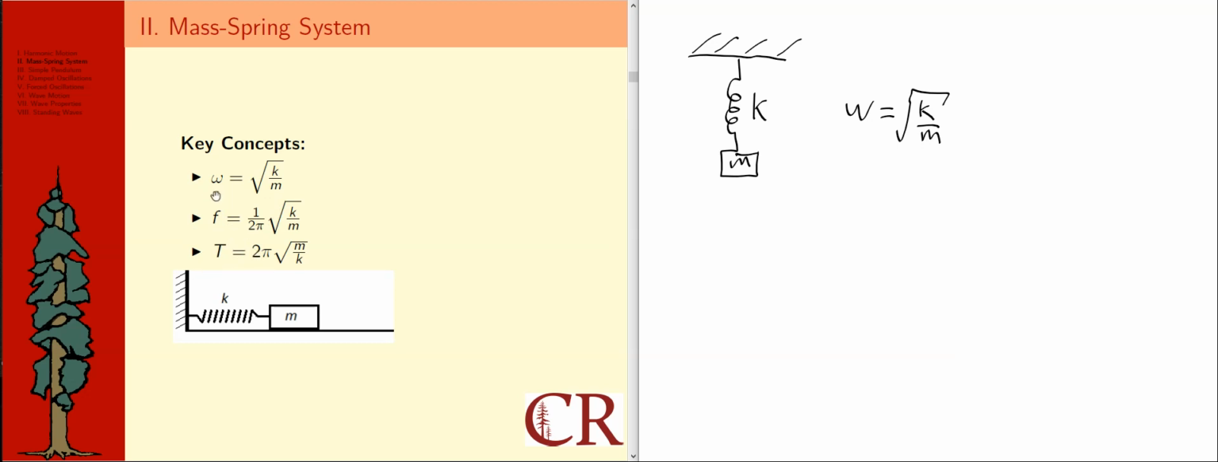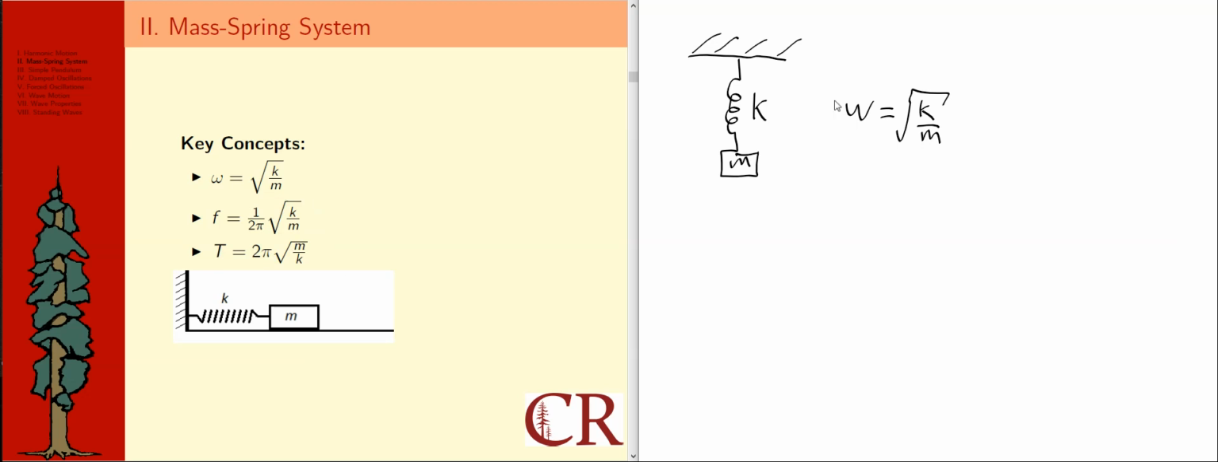And since those are related, you might recall that omega is equal to 2 pi f. So if you solve for f by dividing this formula by 2 pi, that's this formula here. And then the period is equal to 1 over f. So if you took the reciprocal of this formula, you wind up getting this formula for the period here.